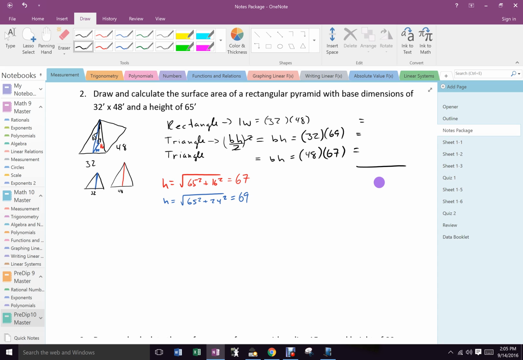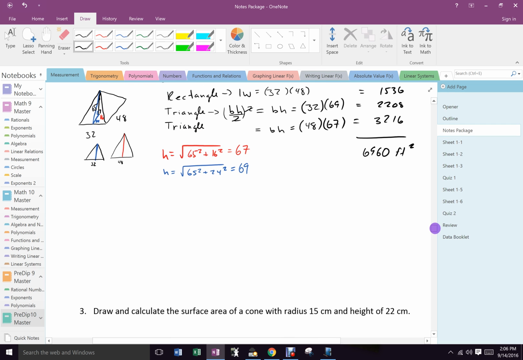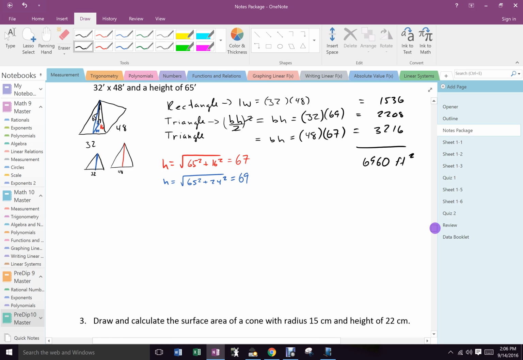Everybody good? Okay, so what are those answers? Take 2 seconds to fill them out. 1536. 2208. 3216, and then we add it up. Feet square. Everybody good? Nothing new, right? Should I leave that there a little longer? Or are people good? I'm going to trust that people are good.